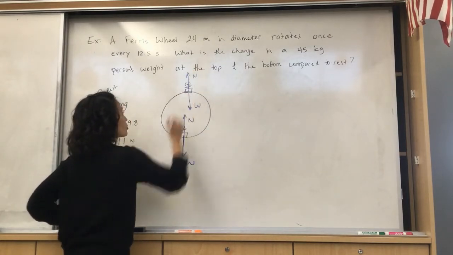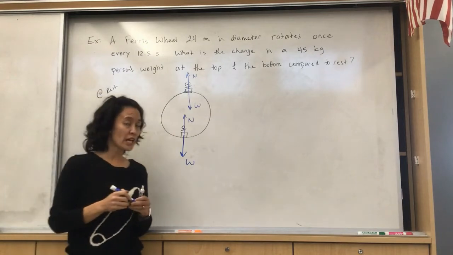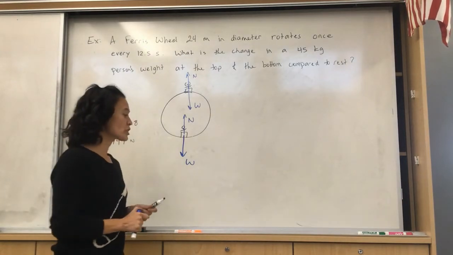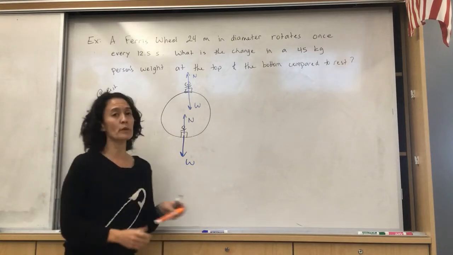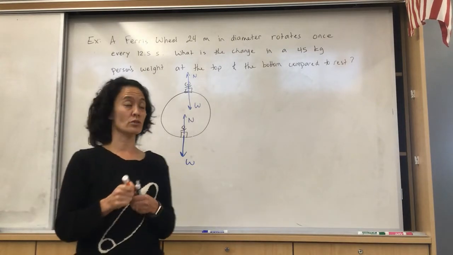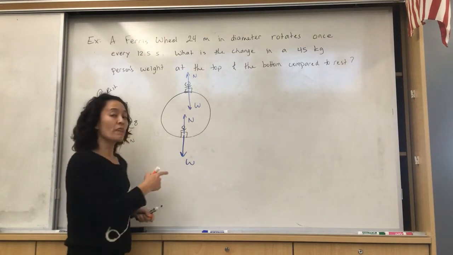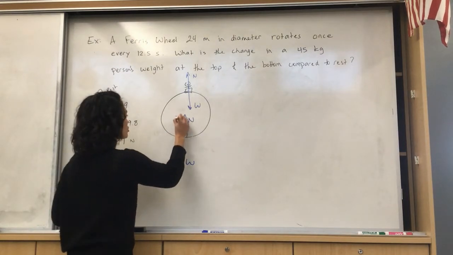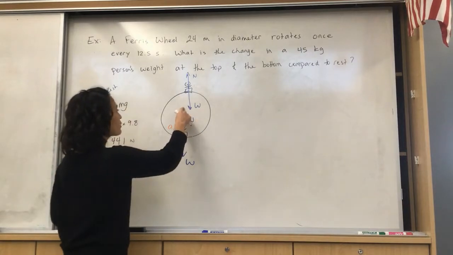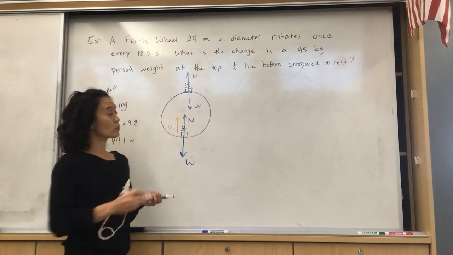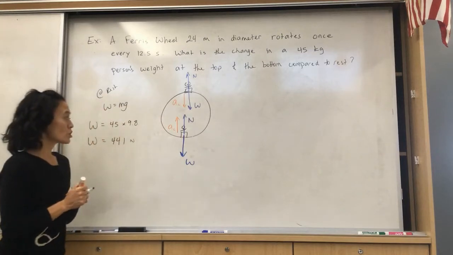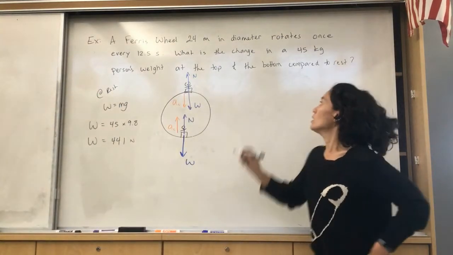So the direction of forces actually doesn't change when you are thinking about a Ferris wheel, but what does change is the direction of the acceleration. Remember, centripetal acceleration is always going inwards, okay? So when I'm thinking about the bottom of my Ferris wheel, my centripetal acceleration is going inwards, so it's going up. But at the top of my Ferris wheel, my centripetal acceleration is going inwards, and in that case, it is going down, okay?